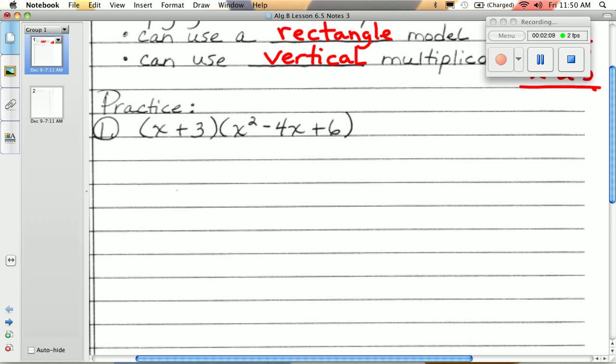So we're going to put the x plus 3 down here. So x plus 3 is going to go on the side of our rectangle, and you can put the plus sign right there. And then the x squared, well, what's our first move here? We got a subtraction there, don't we? What do we need to do with this subtraction? Change it to add the opposite. So we're going to make that plus a negative 4x. That's the only subtraction in there. So we're going to have plus a negative 4x, and then we're going to say plus 6, okay?